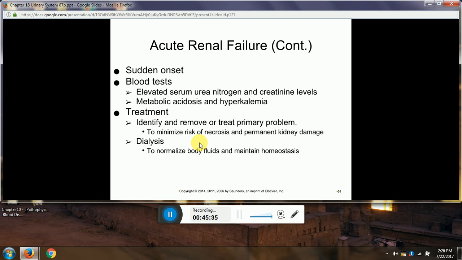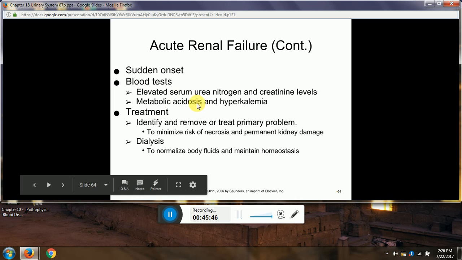Acute onset means there's a sudden onset. If you do blood testing, you can find elevated levels of serum urea nitrogen and creatinine. There's also metabolic acidosis and hyperkalemia. These are all manifestations of renal failure.